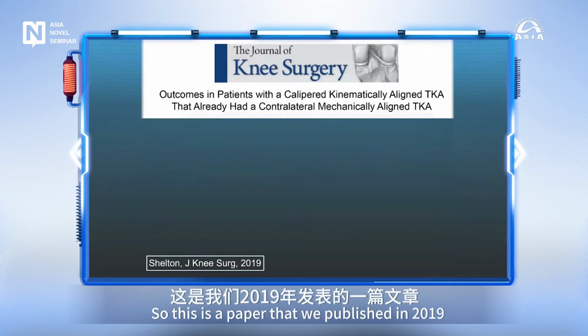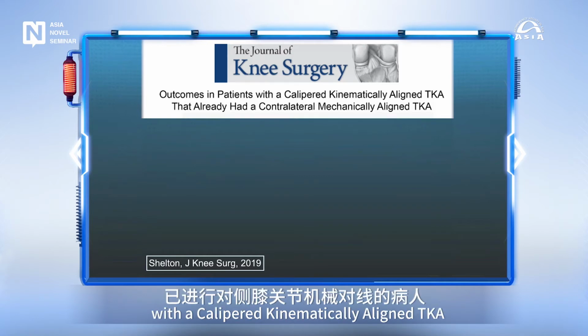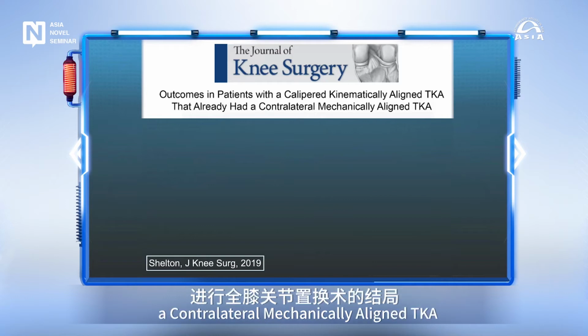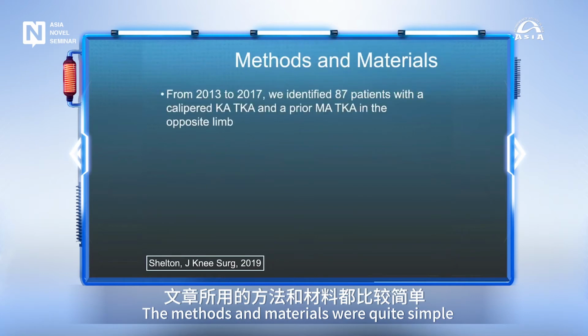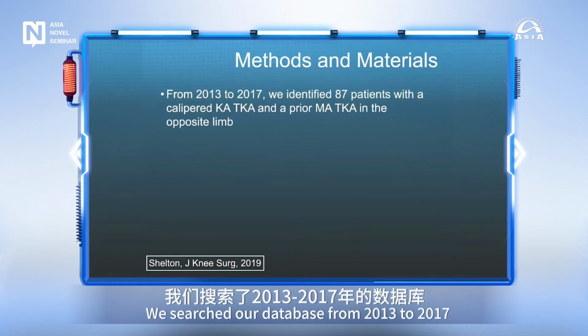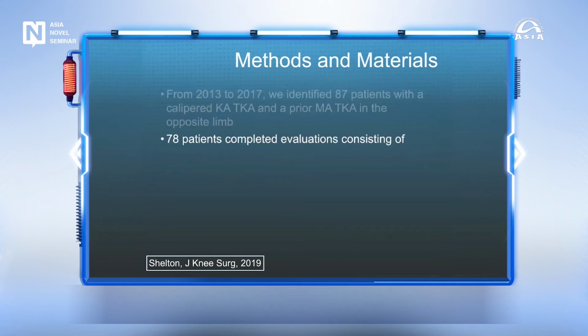So this is a paper that we published in 2019 entitled Outcomes in Patients with a Calipered Kinematically Aligned TKA that already had a contralateral mechanically aligned TKA. The methods and materials were quite simple. We searched our database from 2013 to 2017 and identified 87 patients with a calipered KA TKA and a prior MA TKA in the opposite limb.